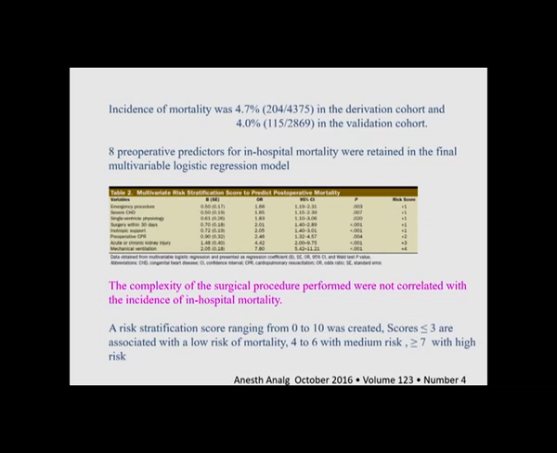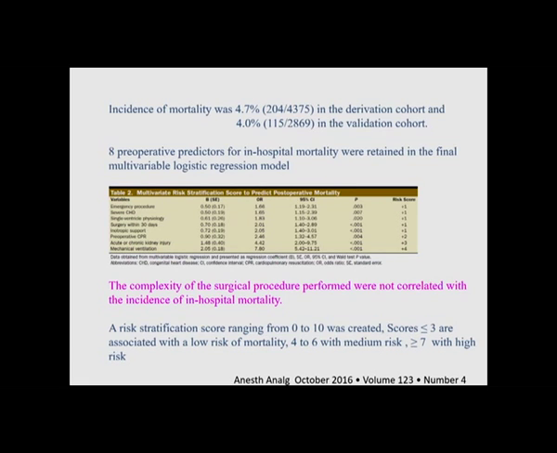So they looked at all these, and they found, first of all, that the incidence of mortality in the derivation cohort was 4.7%, and in the validation cohort was 4%. So very close both. And they found 8 preoperative predictors for in-hospital mortality.